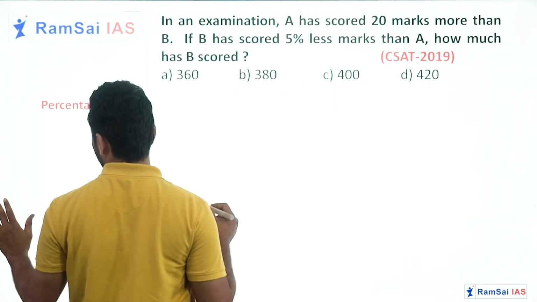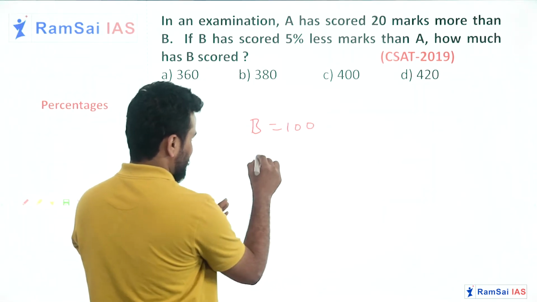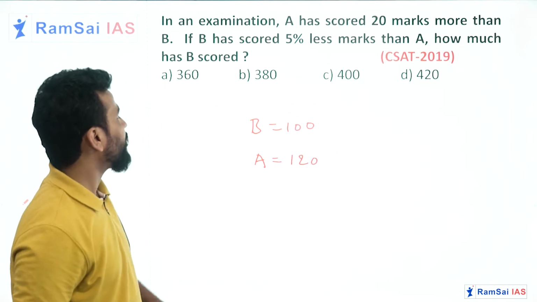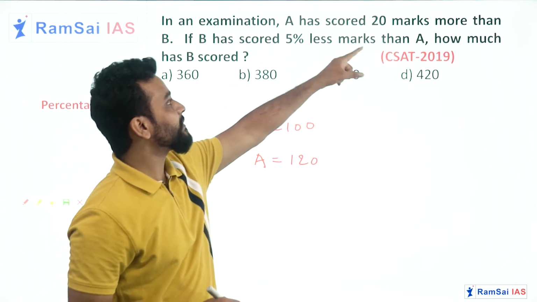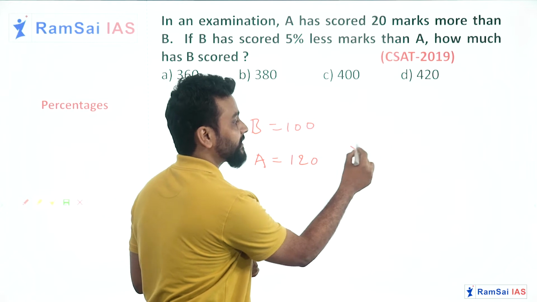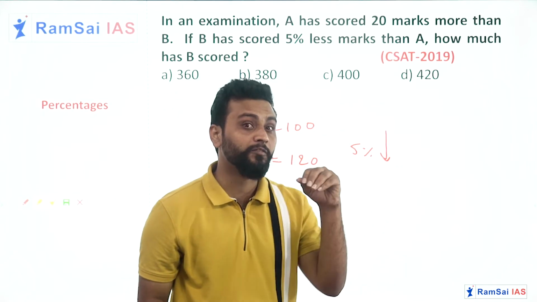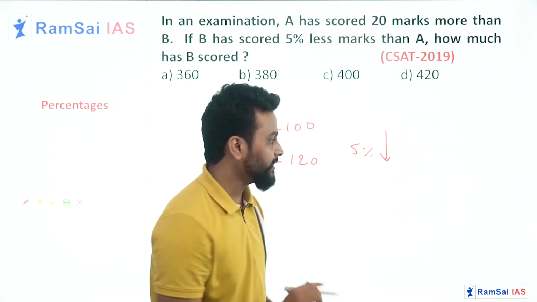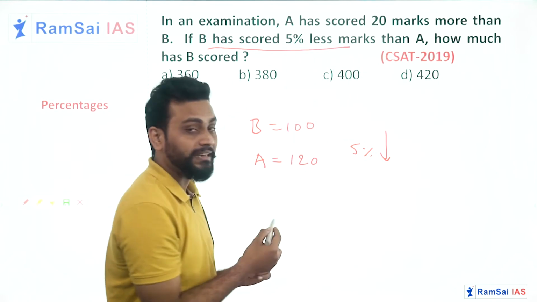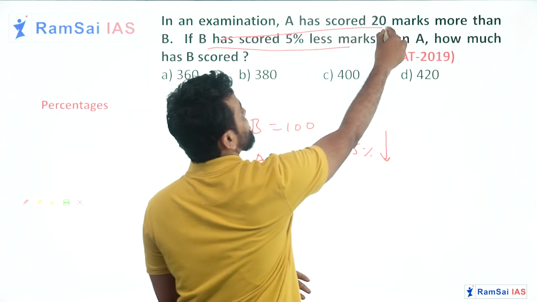Generally they will consider B equal to some 100, and then A equal to 20 marks more, that is 120. And now B has 5% less marks than A. So they'll consider that A will have 5% more than B. Let me repeat. B has 5% less marks than A, so A will have 5% more marks than B.